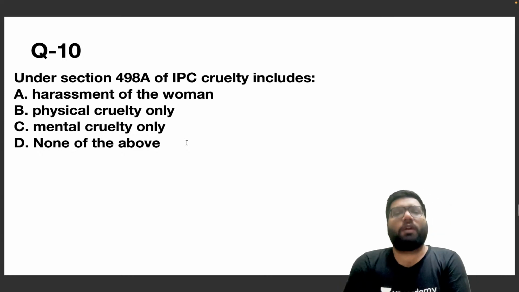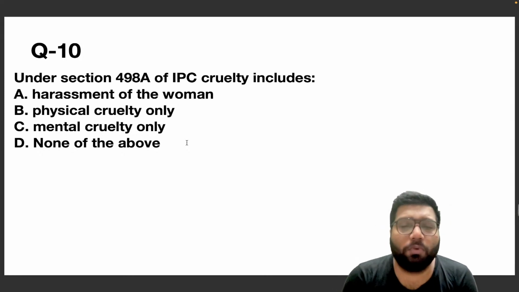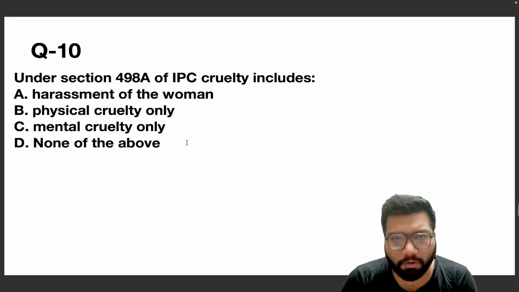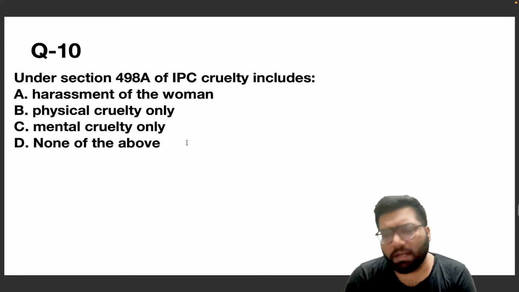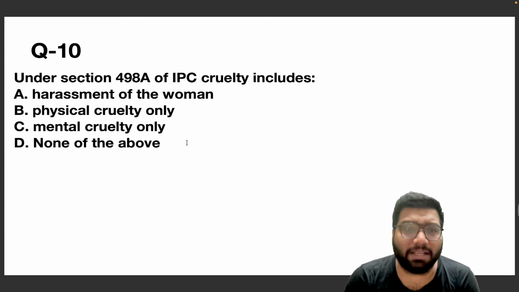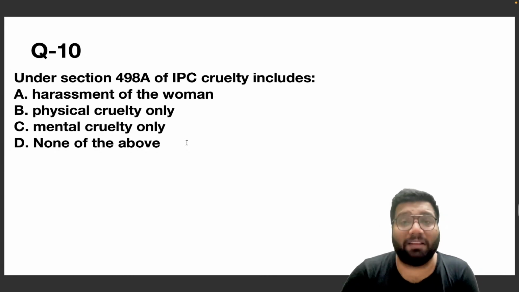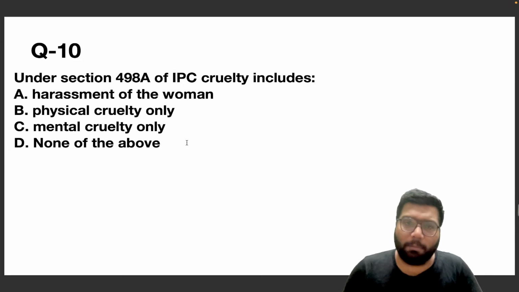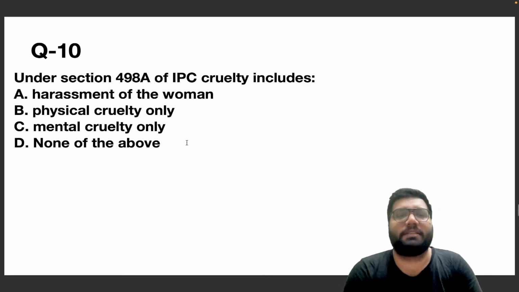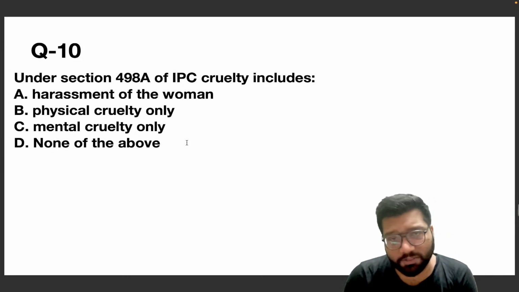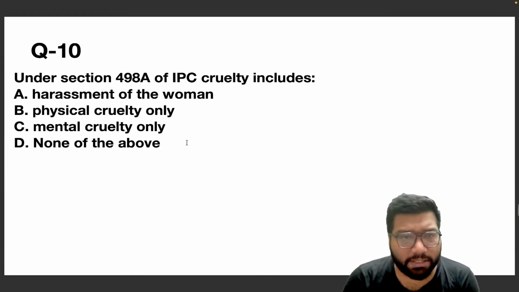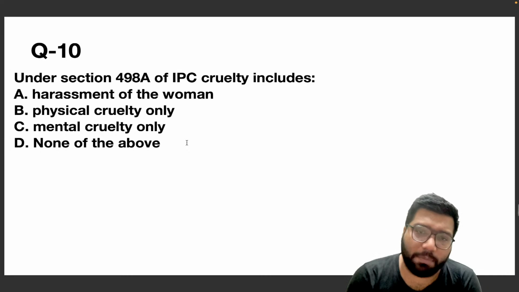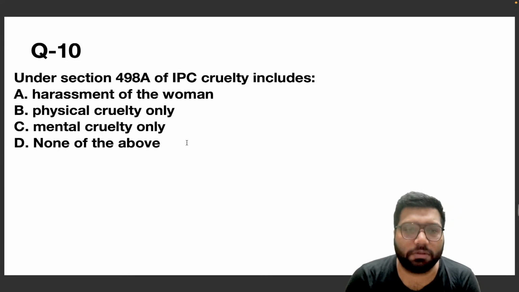Under section 498A, one of the most important sections from IPC, 498A, which is usually in the news as well. And the Honorable Supreme Court has said that 498A has been misused in our society. So now coming to the question, under section 498A of IPC, cruelty includes. Please do answer.